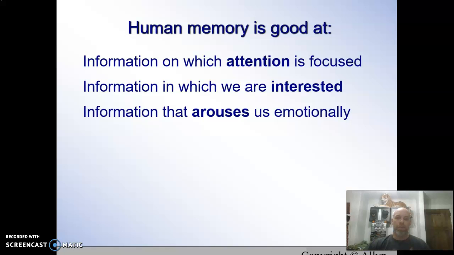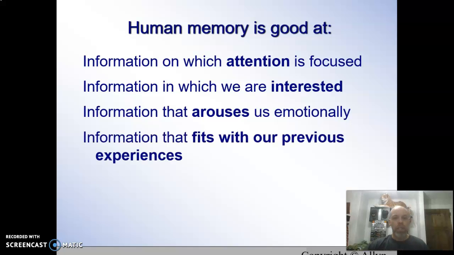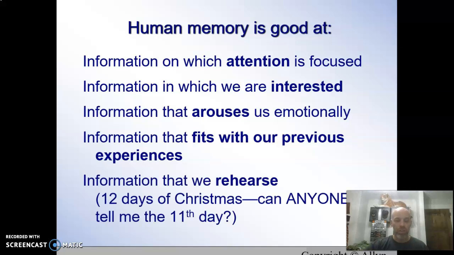Memory is good at things that stir our emotions. Information that fits with our previous experiences. It's what we've been talking about. If we can latch new information to long-term memory, our brains are going to be able to make more sense out of that new information that's coming in. So we want to fit it with our previous experiences. And information that we rehearse, easy example there. You probably can't remember the 11th day in the 12 days of Christmas. We can always remember the 1st and we can always remember the 5th, but it's hard to remember the 11th. Okay? When we rehearse information, we're better at remembering it.